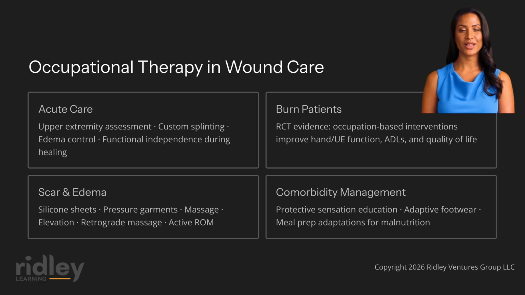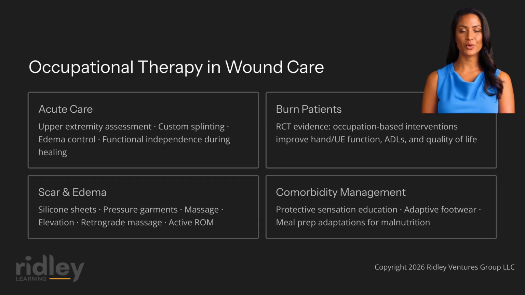Occupational therapists also manage the functional implications of comorbidities that affect wound healing. For patients with diabetes, OT practitioners address peripheral neuropathy through protective sensation education, adaptive footwear recommendations, and environmental modification to reduce injury risk. For patients with peripheral vascular disease, OT interventions focus on skin integrity maintenance, activity modification to support perfusion, and energy conservation strategies. For patients with malnutrition, OT addresses meal preparation adaptations and feeding assistance that support nutritional optimization.